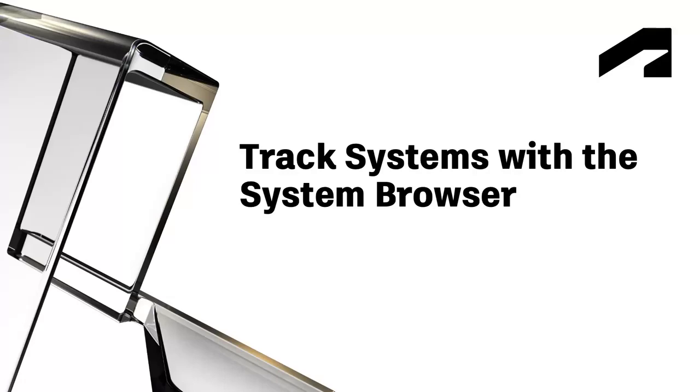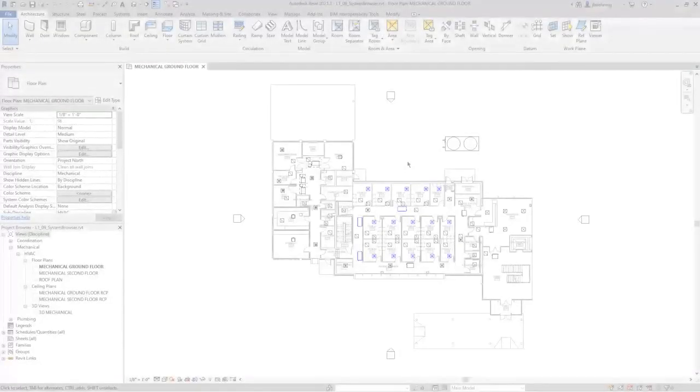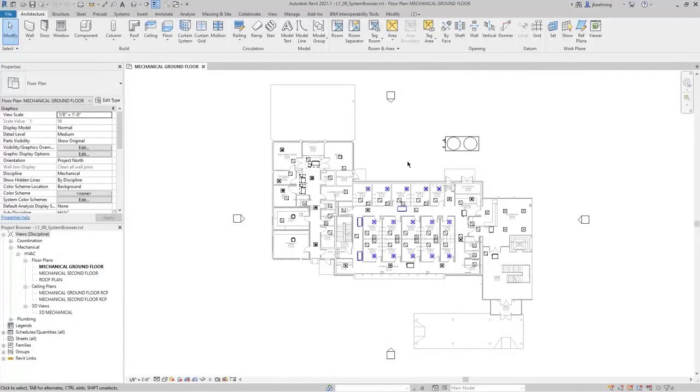In this lesson, we will cover reviewing systems in the system browser and adjusting settings to review system information. In this project, a few duct systems have been created and a few piping systems have been created. At this stage of the project, when you are laying out equipment and creating systems, the system browser is a great way to track the systems that have been created. It's also a great way to review system information.